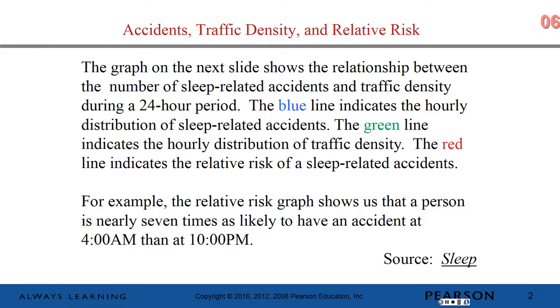they're used. The graph on the next slide I'm going to show you shows the relationship between the number of sleep-related accidents and the traffic density during a 24-hour period. The blue line is going to show the hourly distribution of sleep-related accidents. The green line is going to show the hourly distribution of traffic density. In other words, how bad is traffic? Is it rush hour, or is it kind of slacked off because it's mid-morning? And then the red line is going to indicate the relative risk of sleep-related accidents.